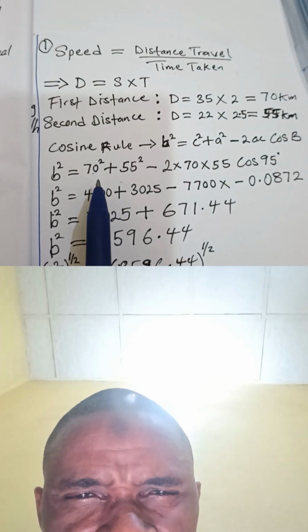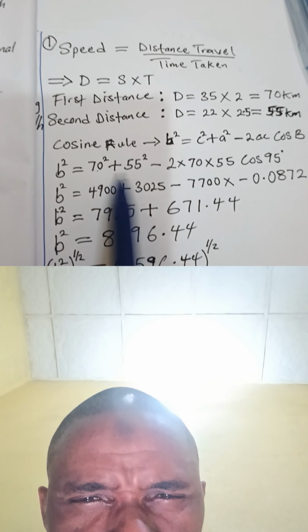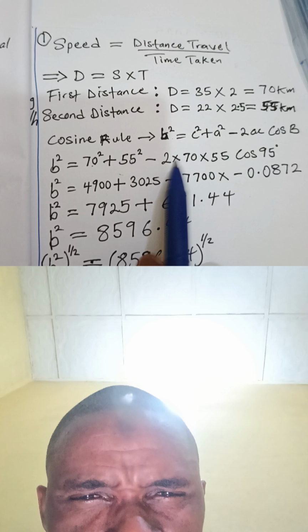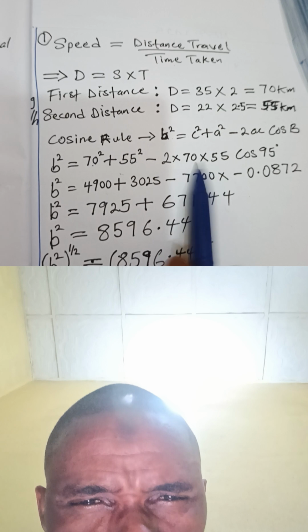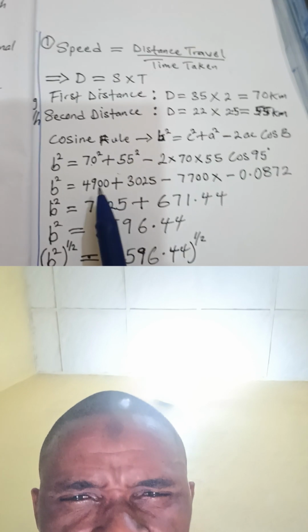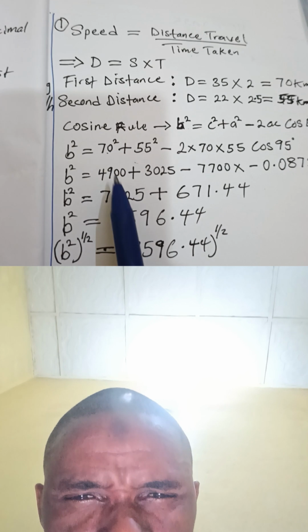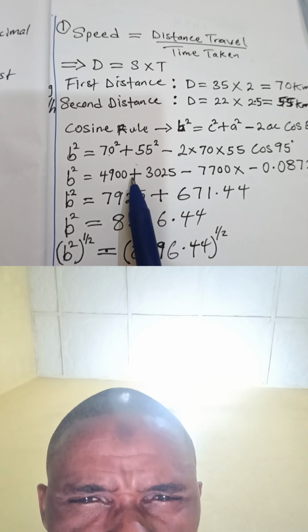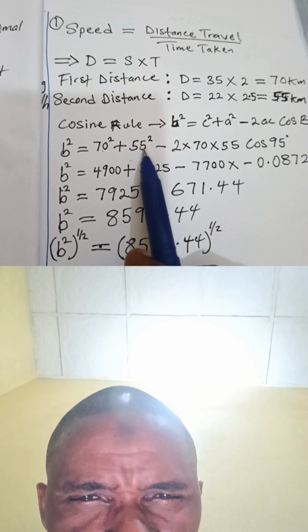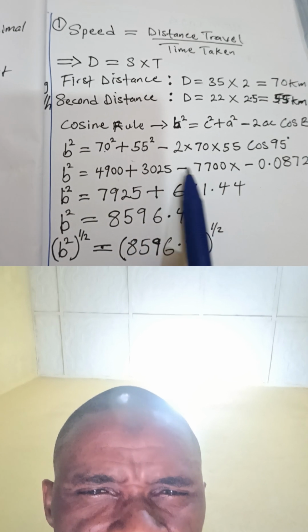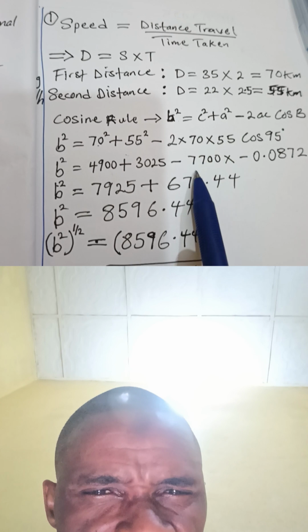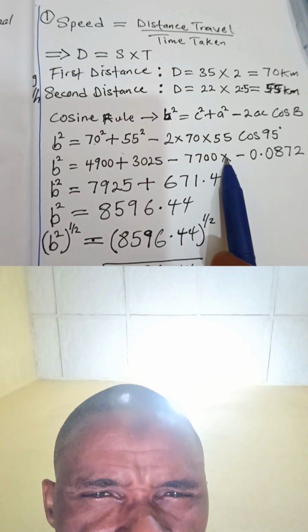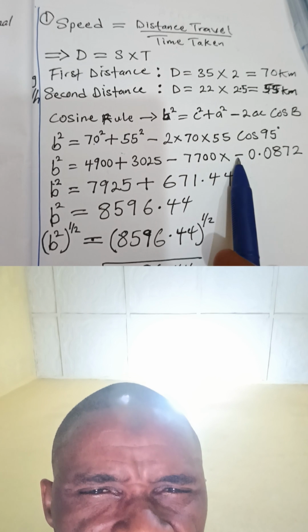All those distances I just got here are the c and a. You put them there, then minus 2ac, the same values, you multiply them, cos 95. Then you move down and find the value of 70 squared, which is 4,900. Then 55 squared is 3,025. Then minus, you can multiply this immediately: 2 times 70 times 55 is going to give you 7,700, multiplied by cos 95.